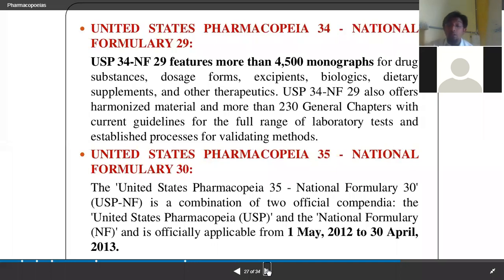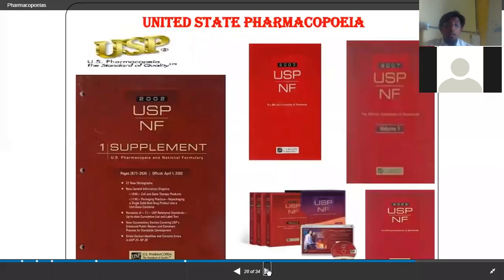Then you have United States Pharmacopoeia 35 and National Formulary 30. USP 35 and NF 30 is a combination of 2 official compendia, that is USP and NF, and is officially applicable from 1st May 2012 to 30 April 2013. So remember, it is published annually and it is official only per year. So next year, the next edition will be published.